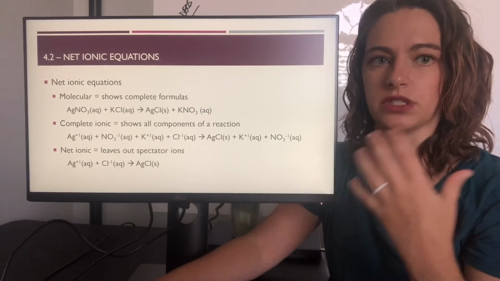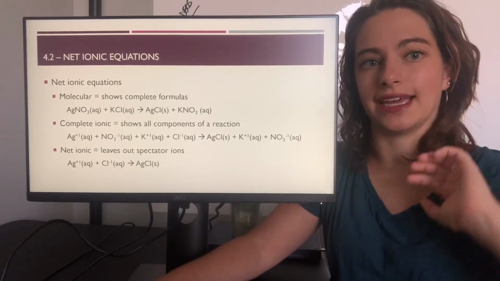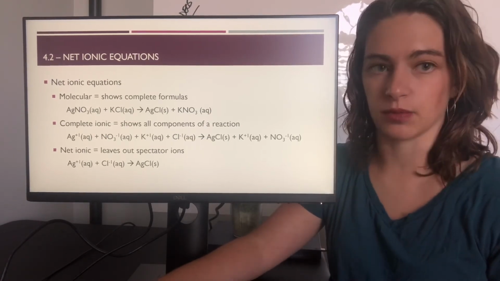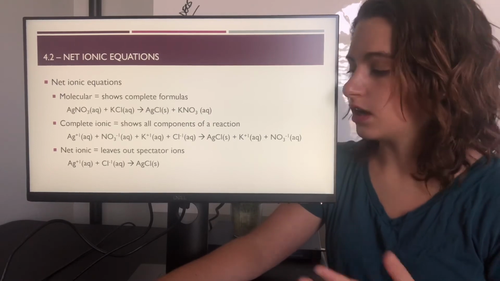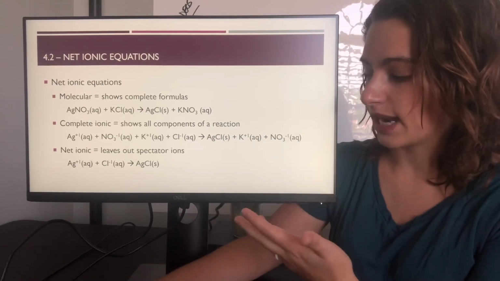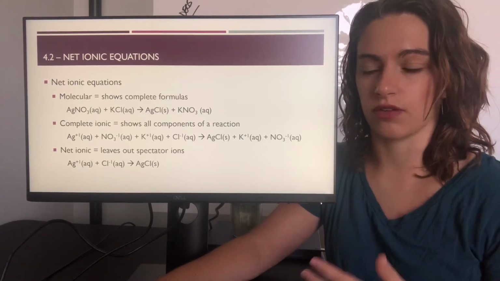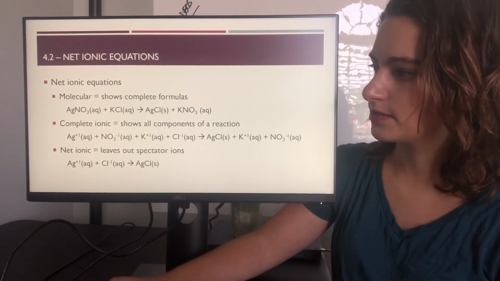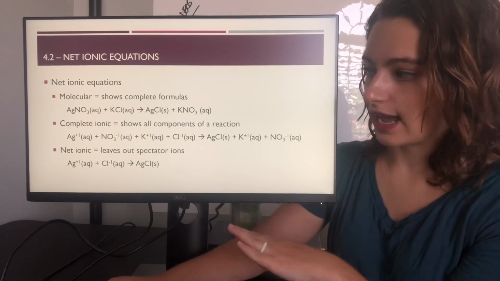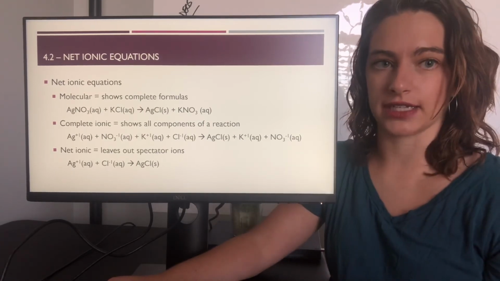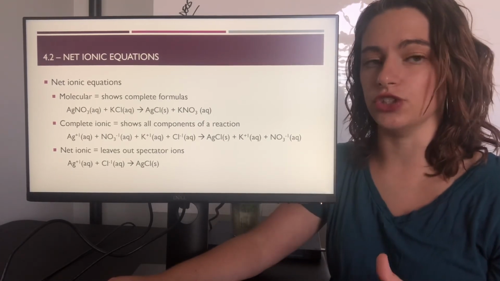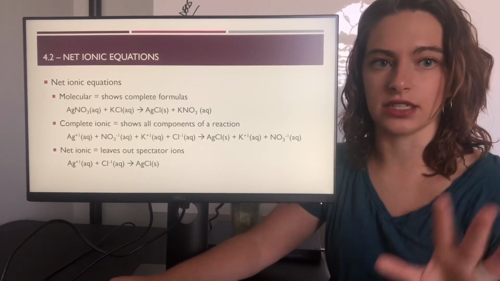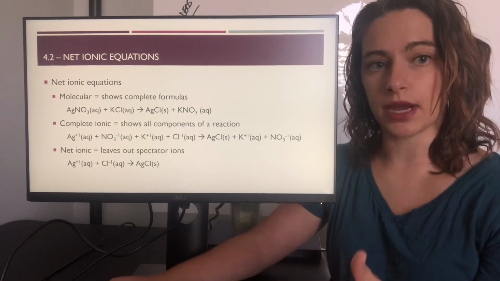And sometimes it helps to visualize what this might look like in lab. When you dissolve silver nitrate and potassium chloride in water, they're going to completely dissolve. When you dissolve potassium nitrate in water, it's going to completely dissolve. When an ionic compound dissolves, it's breaking apart into its two ions. Now to get to the net ionic leaves out the spectator ions. So if they're not actually doing anything, if they're just floating around in solution, they always stay as ions from the beginning to the end, we call them spectator ions.